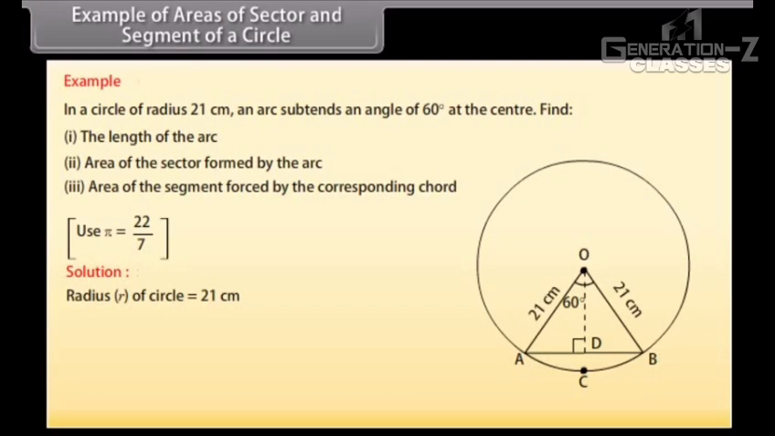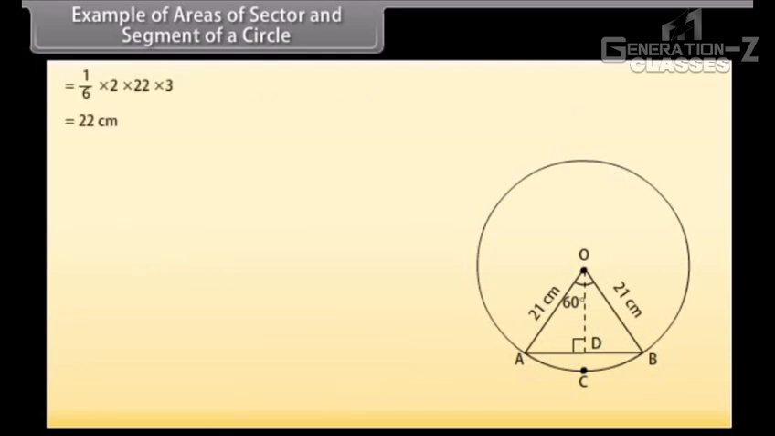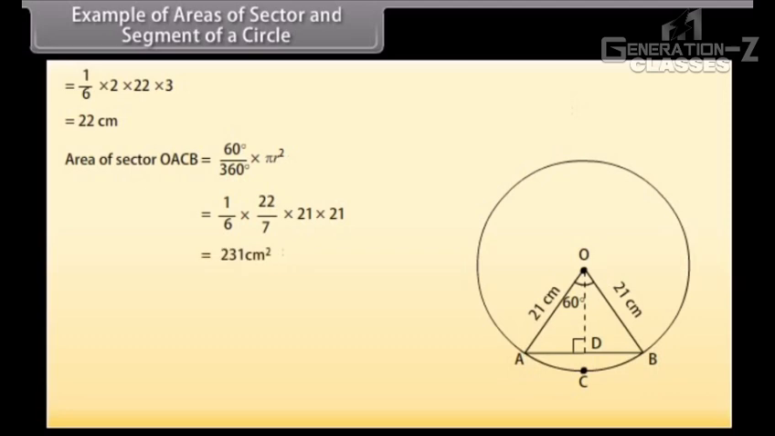Radius r of circle is equal to 21 cm. Angle subtended by the given arc is equal to 60 degrees. We know that the length of an arc of a sector of angle theta is equal to theta upon 360 degrees into 2 pi r. Therefore, length of arc ACB equals 22 cm. Area of sector OACB is equal to 60 degrees upon 360 degrees into pi r square. Now, by substitution and calculation of the values, we get area of sector OACB is 231 centimeters square.